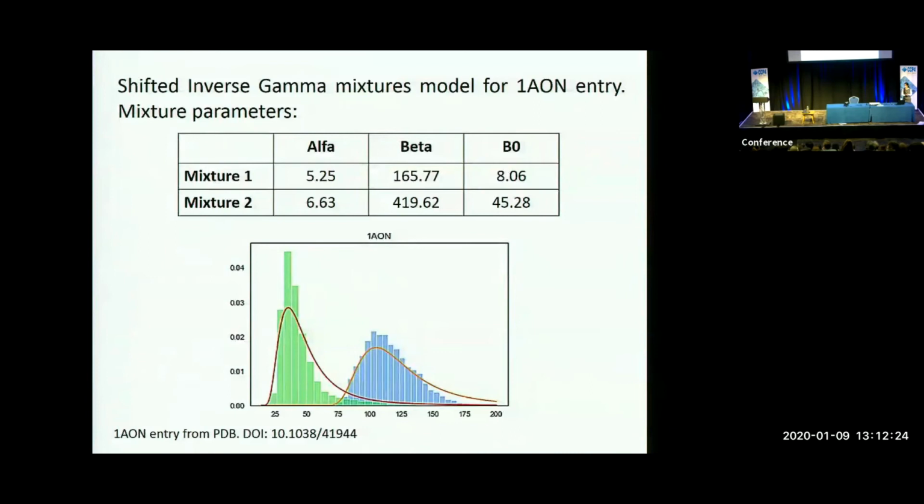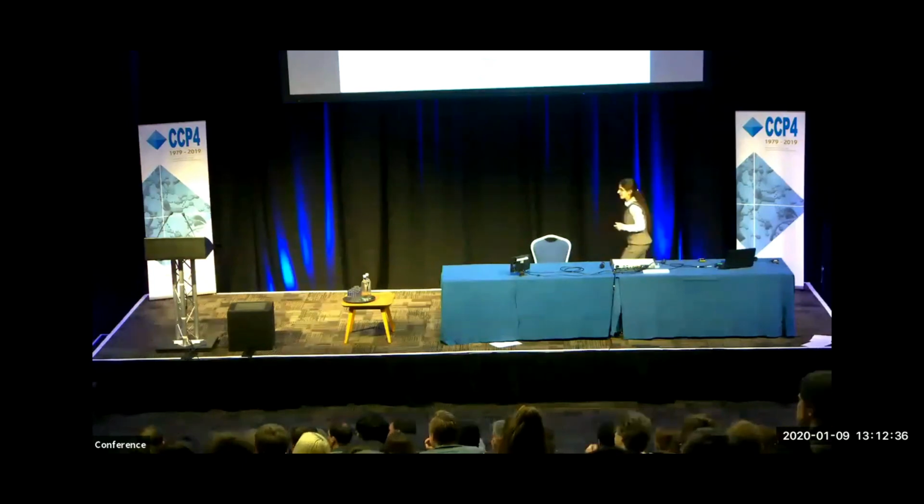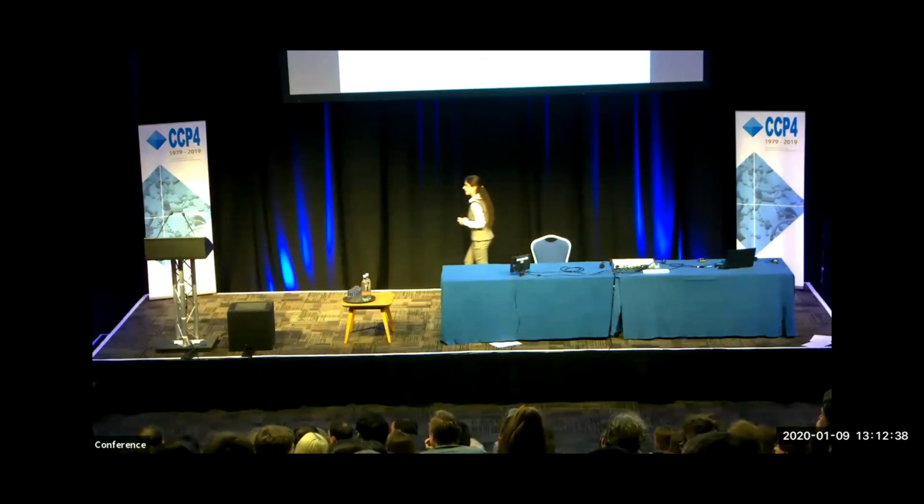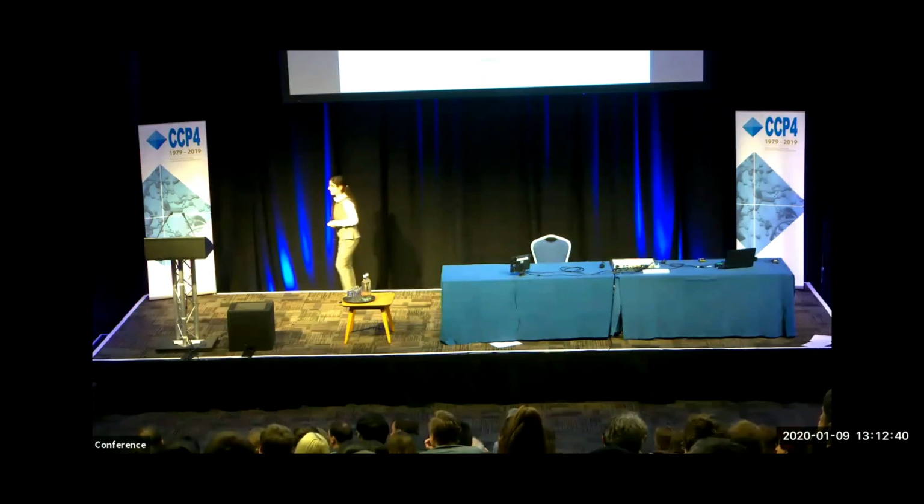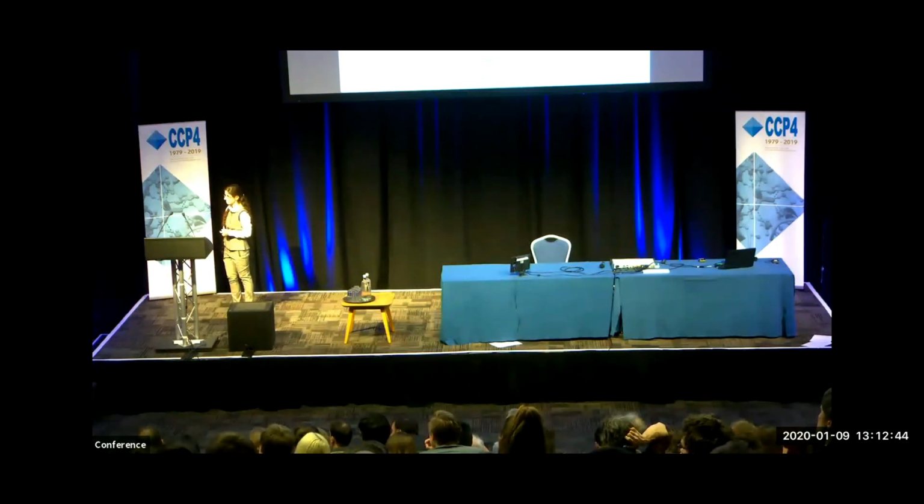That was a very nice talk. I was wondering how many atoms do you need to estimate alpha and beta, and would that allow you to do a moving average estimation of alpha and beta along a chain?